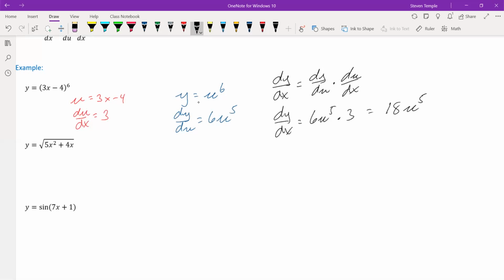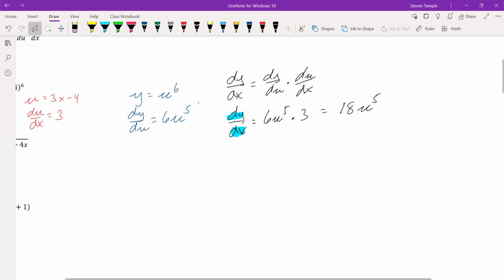Now that's great, however, I don't want the u there. I want dy over dx. I have a u in there, so I got to make my substitution. My last step is to make a substitution, and it is 18.